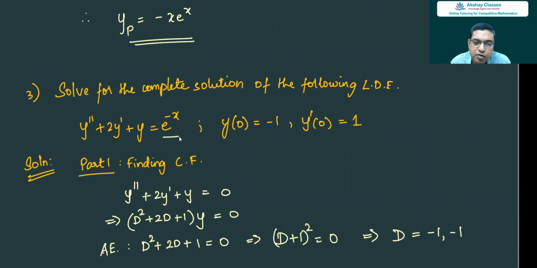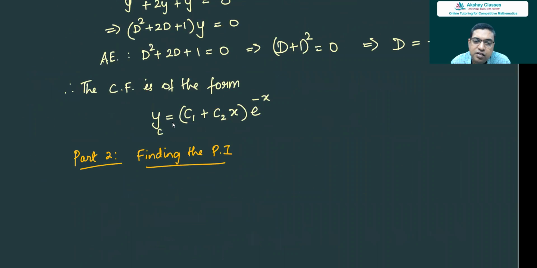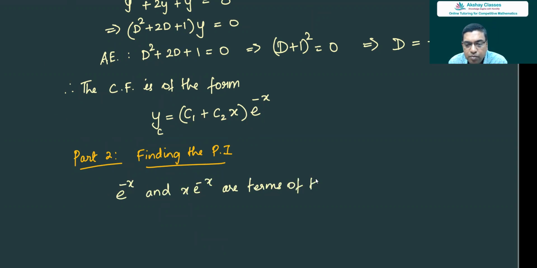So finding the PI. Now, interestingly, look at the RHS of the differential equation. It contains e power minus x. What is the complementary function? It contains e power minus x, and it also contains x e power minus x. So e power minus x and x e power minus x are terms of the complementary function.